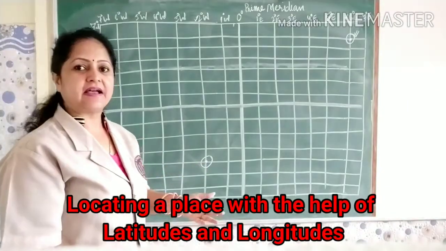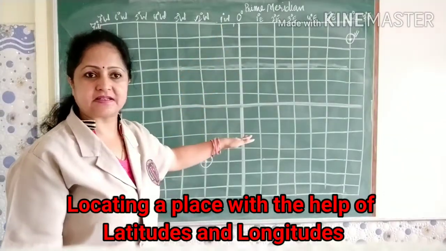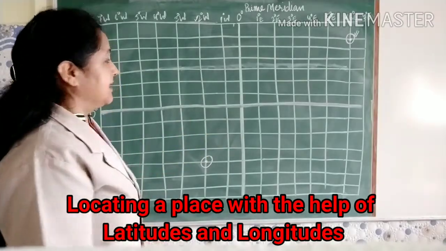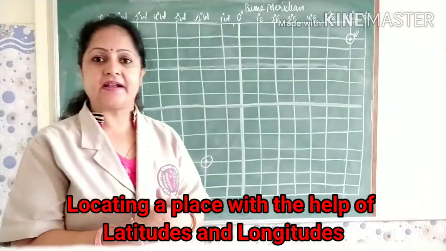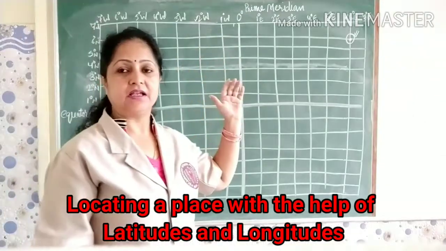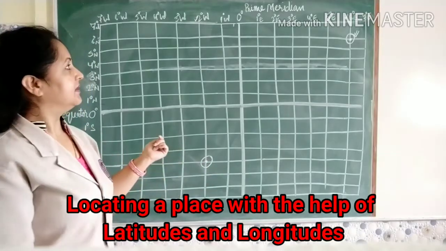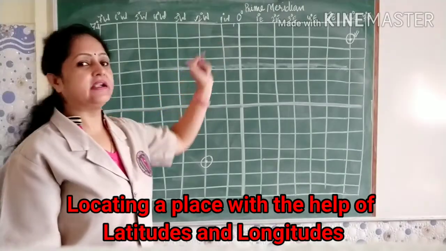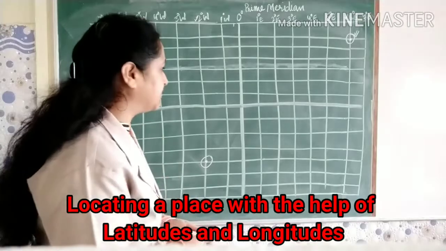So in many places, with the help of these latitudes, longitudes, and this grid system, I think it is clear to everybody. We can take one more question here. Suppose, let us find a place located at an angular distance of 3 degree S and 1 degree E. Okay, 3 degree S and 1 degree E. So let us find out the place now.